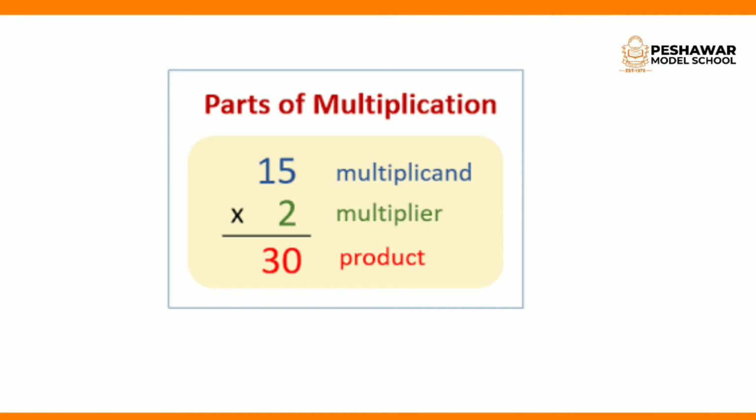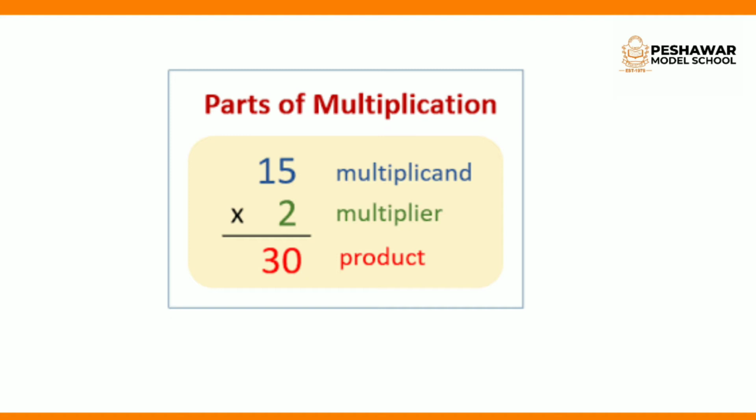Now here are the parts of multiplication. 15 multiplied by 2 equals 30. 15 is called the multiplicand, 2 is called the multiplier, and the answer is called the product.